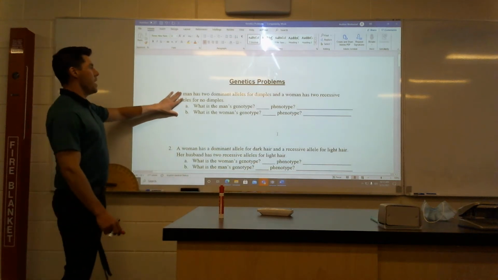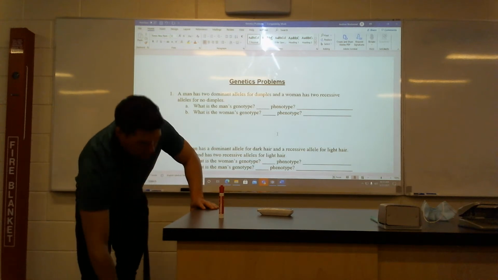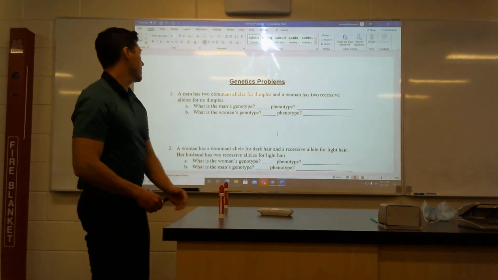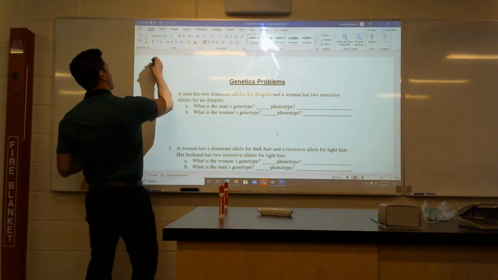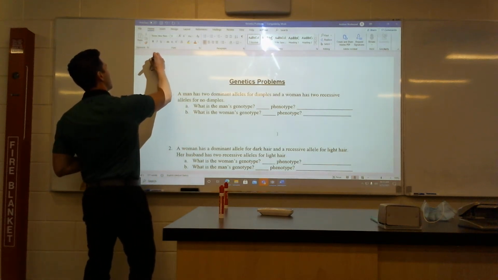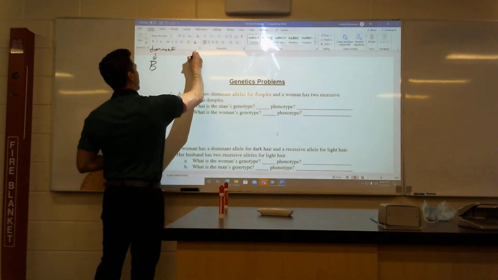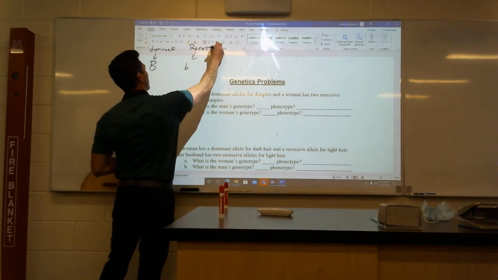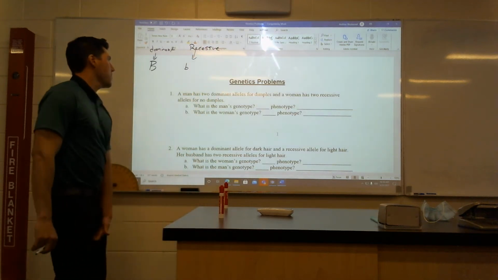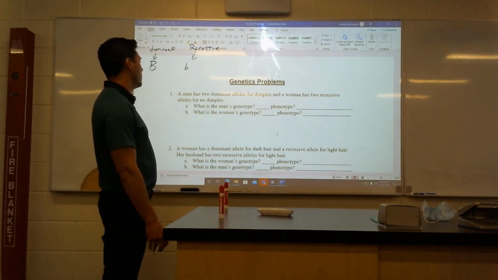So it says a man has 2 dominant alleles. Okay. All right. It says 2 dominant alleles. That means, again, it's going to be cap letters. I'm just going to use B for the most part. So this is a dominant, uppercase B, and then little b is a recessive. Okay? So it says a man has 2 dominant alleles for dimples, and a woman has 2 recessive for dimples.